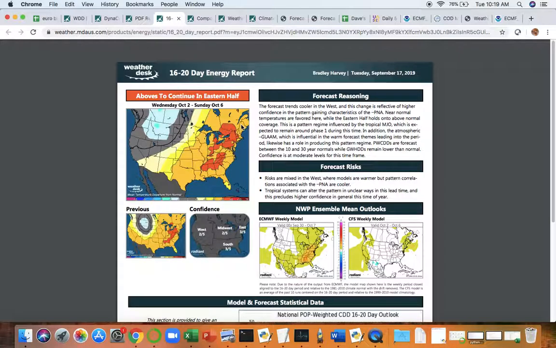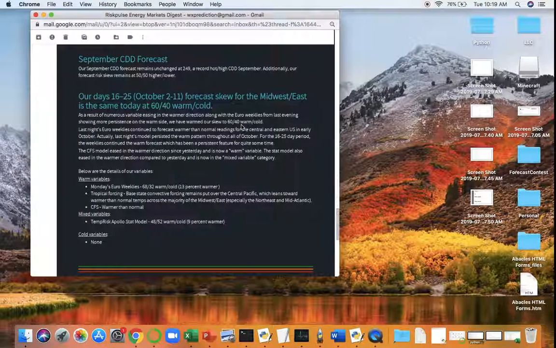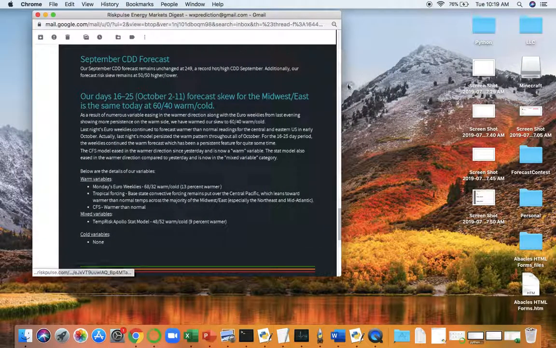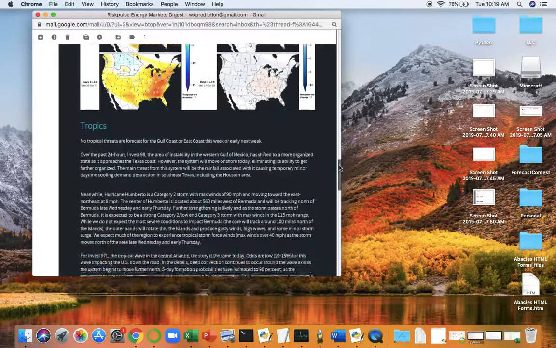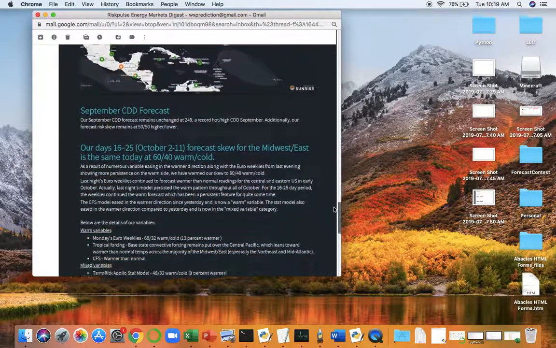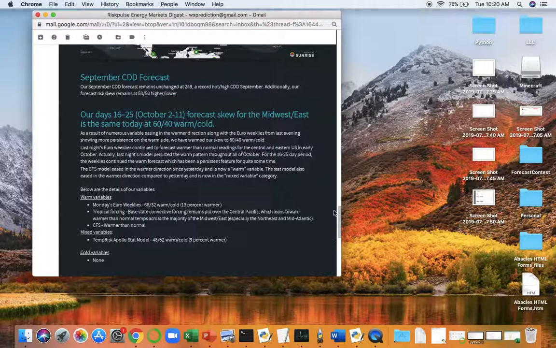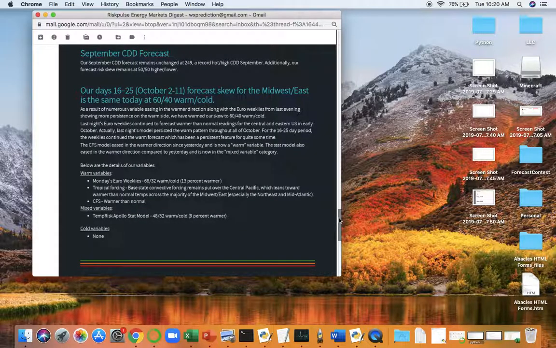All right, the other input that I'm going to reference here: RiskPulse has also been a nice contributor to the forecast contest. They provide these daily reports to folks who participate, and in their reports, they have a 16 to 25 day forecast. So a lot of times I like to read through their report. Some of the takeaways: 60-40 warm skew. They tend to provide a directional number. We don't have a forecast mean, unfortunately.